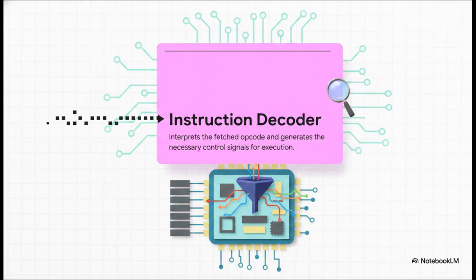Finally, to finish off question 3A, the instruction decoder. This acts as the universal translator of the CPU. The processor fetches an operation code, or opcode, from memory in binary. The instruction decoder takes that binary code, figures out what it actually means, like add or move, and then generates the actionable physical control signals inside the chip to make it happen.